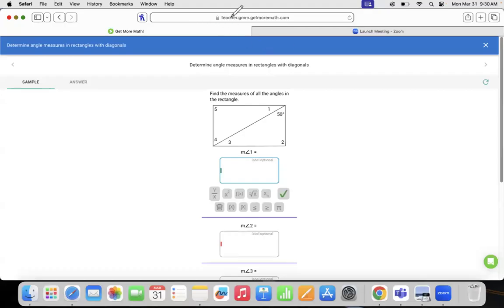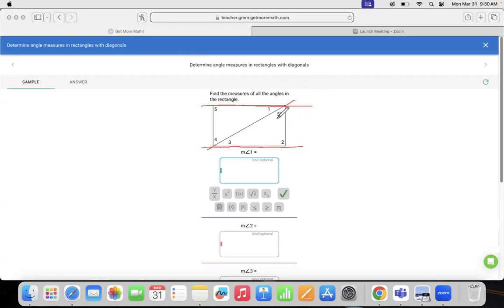All right, we are working on determining angle measures in rectangles with diagonals. So lots of vocabulary here. We're just basically going to apply things that we hopefully are already comfortable with. So when I look at something like this, I remember that if we extend this line, that's a transversal, right? And then these would be the parallel lines here.